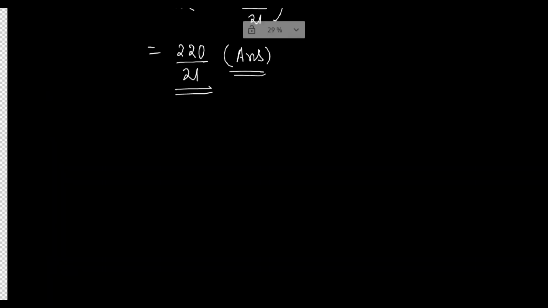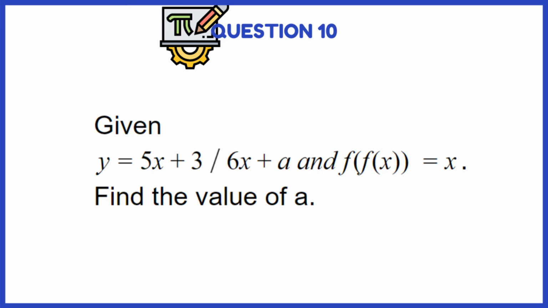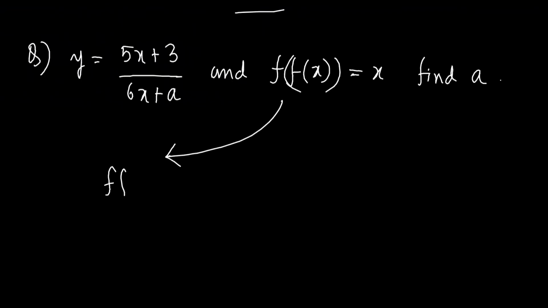Now we come to the last question of this session, that is given y equal to 5x plus 3 by 6x plus a, and it is given that f of x is x. So you have to find the value of a. Okay, a very simple sum. So here the condition that is given is that f of x is equal to x.